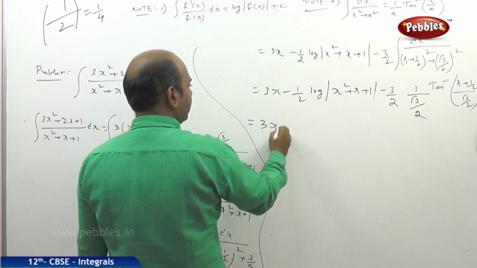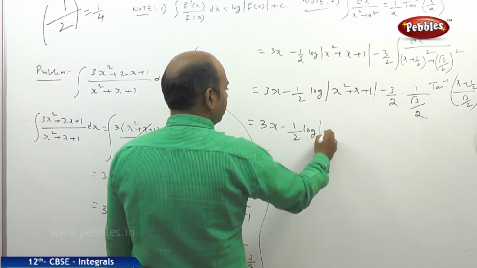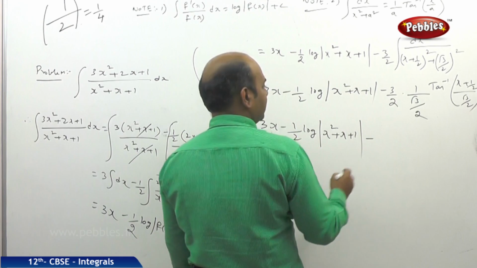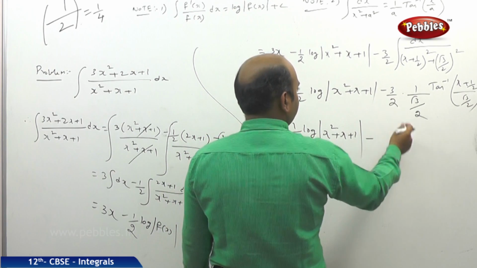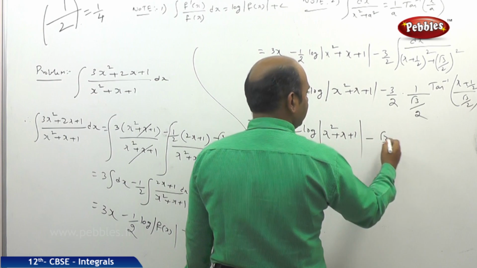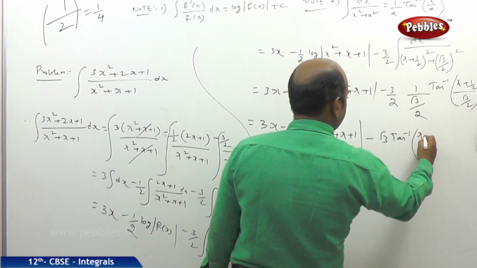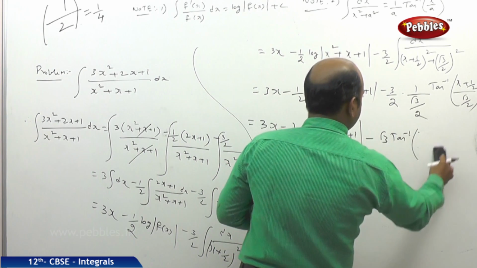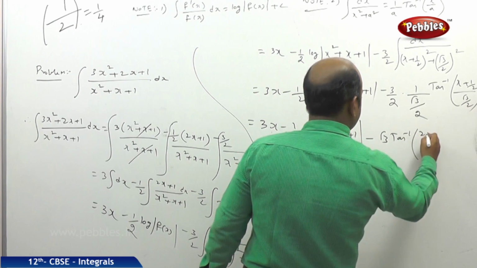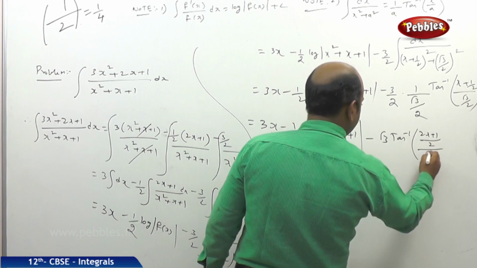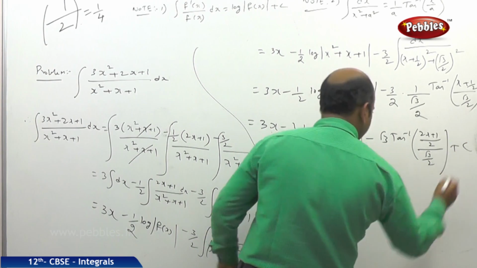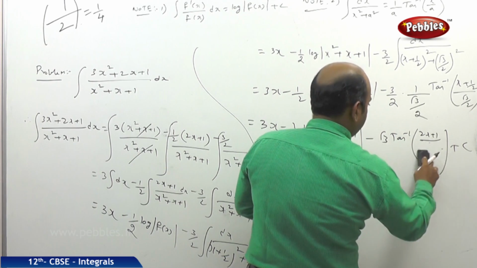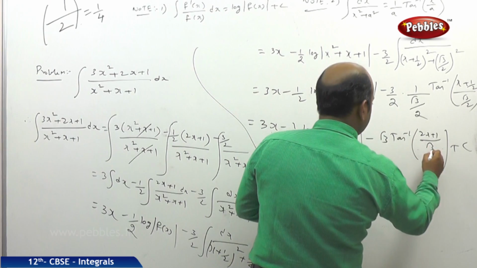So finally what happens? (3x minus 1)/2 log mod x square plus x plus 1 minus 3 by root 3. 3 by root 3 means it becomes root 3 tan inverse of (x plus 1 by 2). x plus 1 by 2 means I can write as (2x plus 1) by 2, divided by root 3 by 2, and here plus c. I think again the 2 will get cancelled. So finally what happens? 2x plus 1 divided by root 3 plus c.